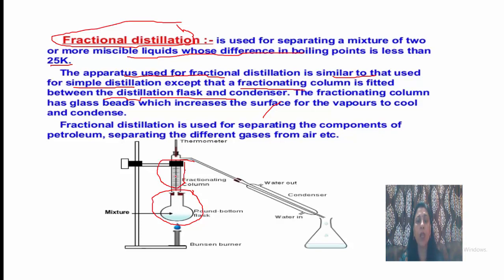And a specialty of this fractionating column is that it has glass beads, which increases the surface for the vapors to cool and condense. The fractional distillation is used for separating the components of petroleum, separating the different gases from the air, etc. Okay. So what is the principle behind fractional distillation? It is the difference in the boiling point of the liquids which are present in the mixture.